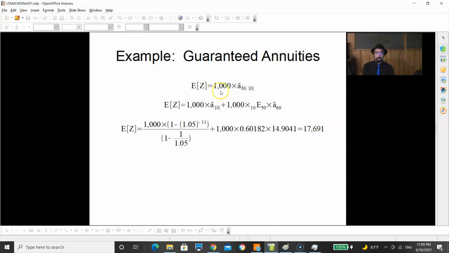We'll say expectation of Z is equal to 1,000 times, now here, it should be A double dot 50 colon angle 10 with a line over it. And unfortunately, apparently this isn't formatted properly. There should be 2 overlines here. And just notice now that it was formatting badly. So it should be an overline above the angle.